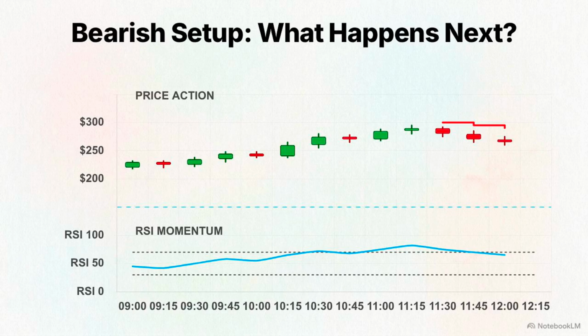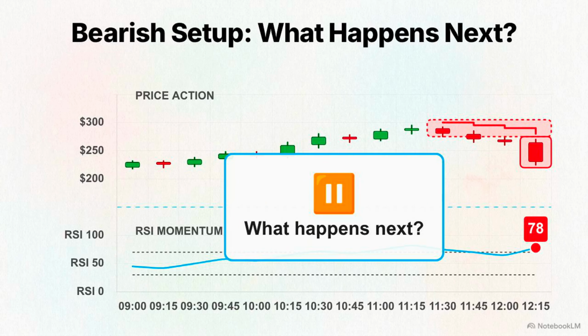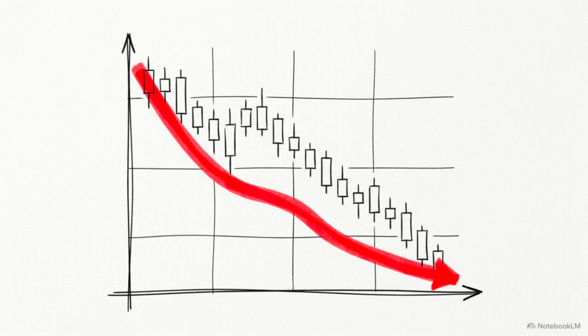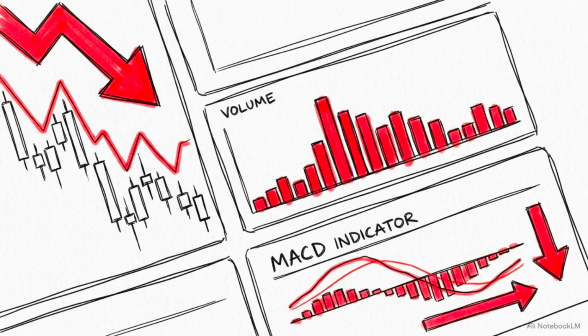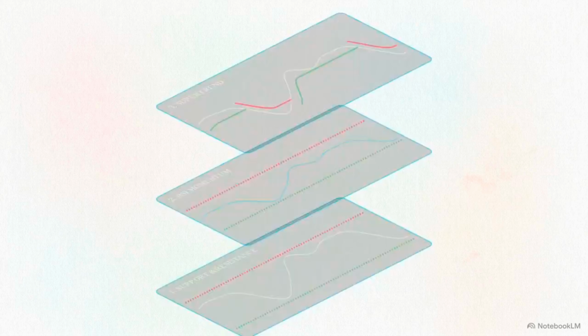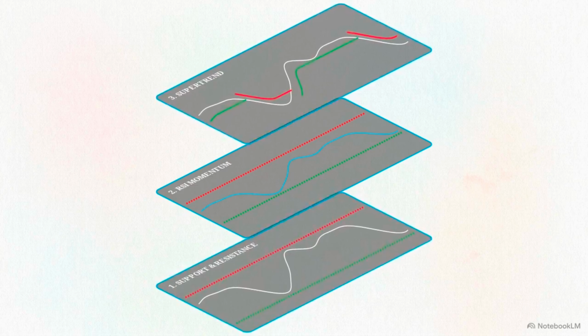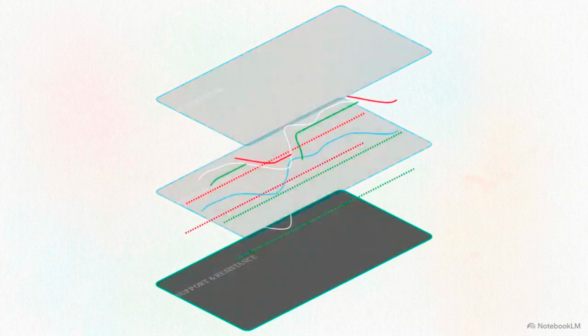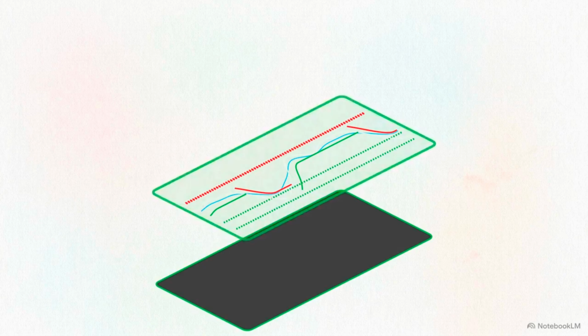Let's test this. Take a look at this chart. We have a red candle, a red supertrend line, and an RSI reading of 78. What happens next? The market is highly likely to experience a downtrend. You have 3 separate data points confirming the exact same bearish drop. By stacking these indicators together, traders remove emotional guessing from the equation. They build a calculated matrix of probability.